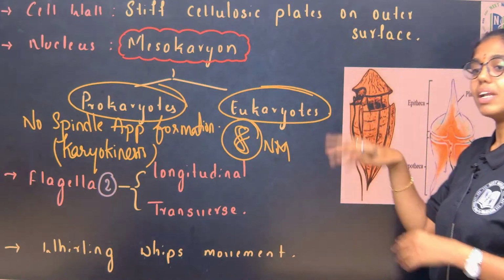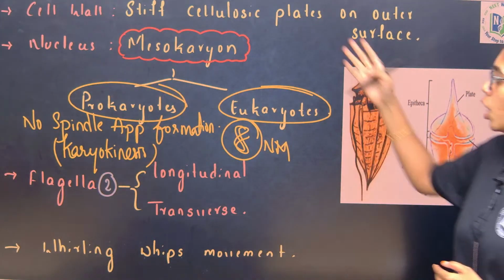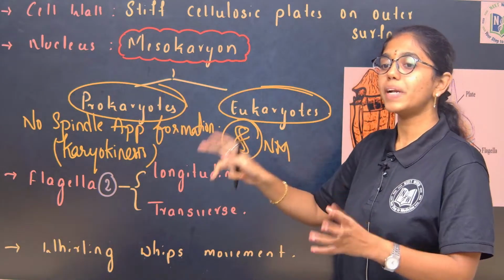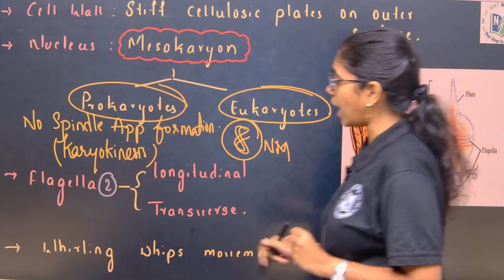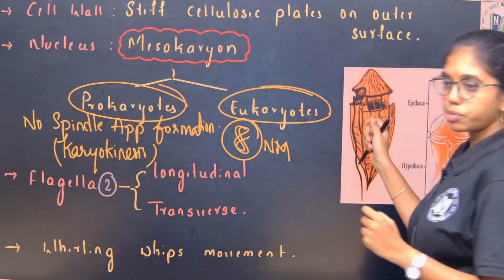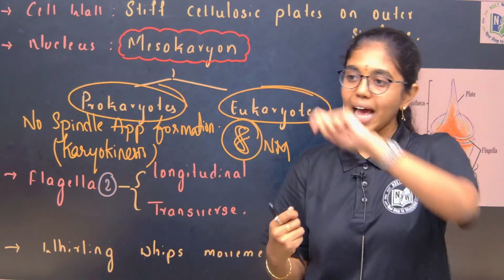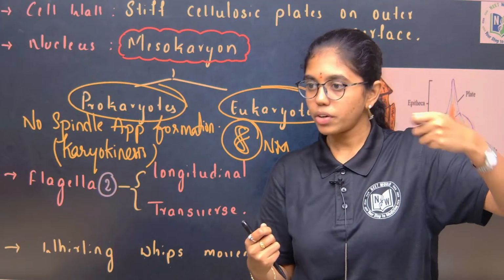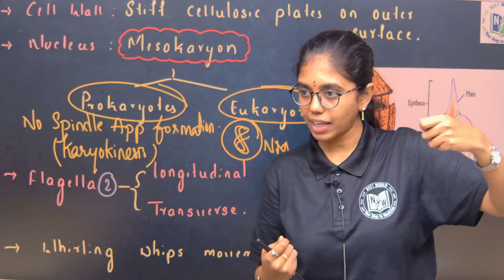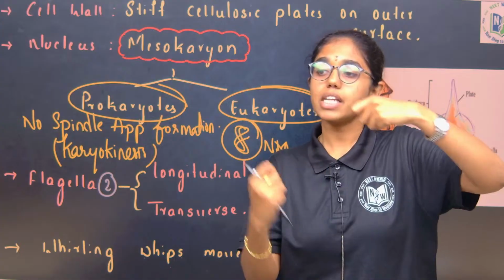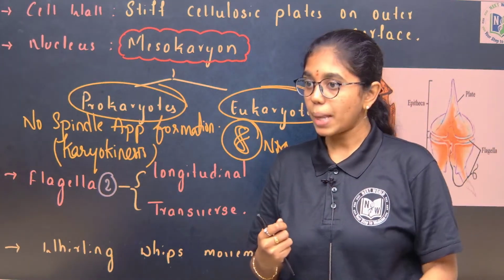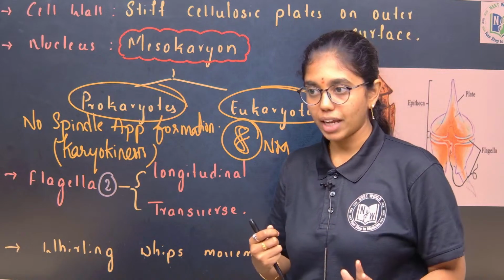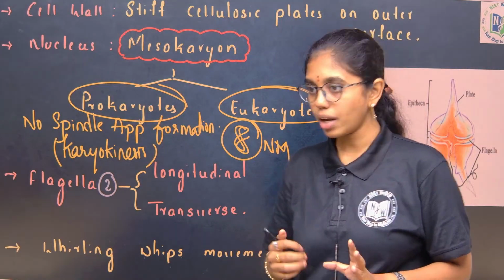Eukaryotes, because the nucleus is surrounded by the nuclear membrane; prokaryotes, because there is no spindle apparatus formation. Clear till here, right? Next is flagella. We have two types of flagella, one is longitudinal and the second is transverse. Both transverse flagella and longitudinal flagella will show whirling whip movement. That is a characteristic feature of dinoflagellates, many a times asked question in your NEET exam.